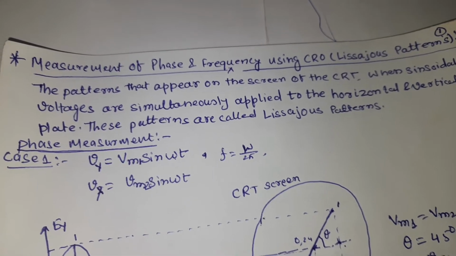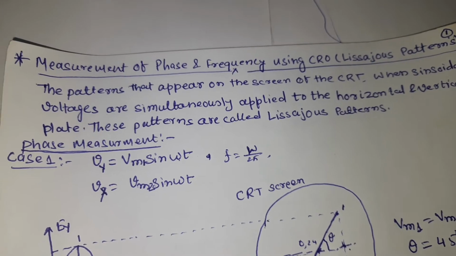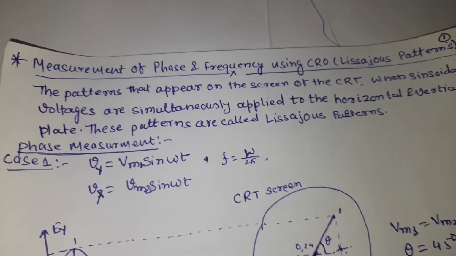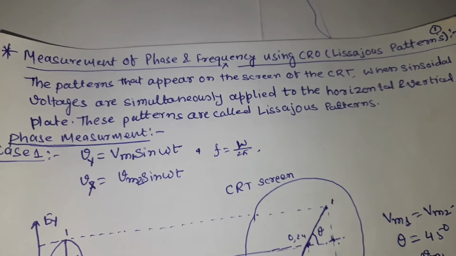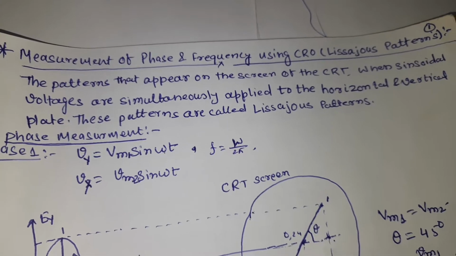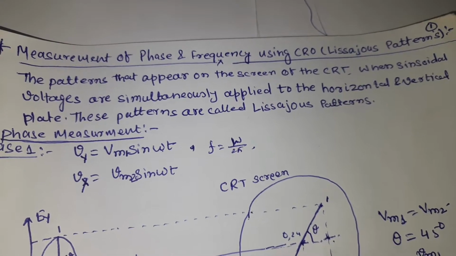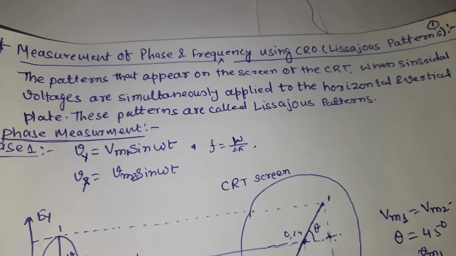come in the GATE examination. One of the most important parts of measurement of frequency and phase shift using CRO is also known as Lissajous pattern. So the pattern that appears on the screen of the CRT of a CRO when sinusoidal voltages are simultaneously applied to the horizontal and vertical plates is called the Lissajous pattern.